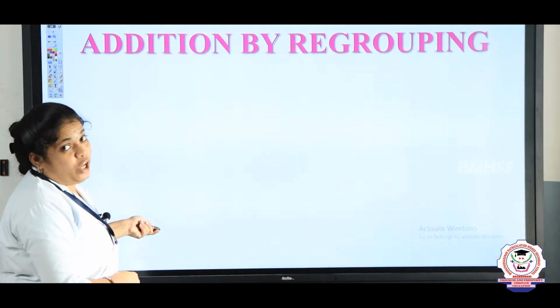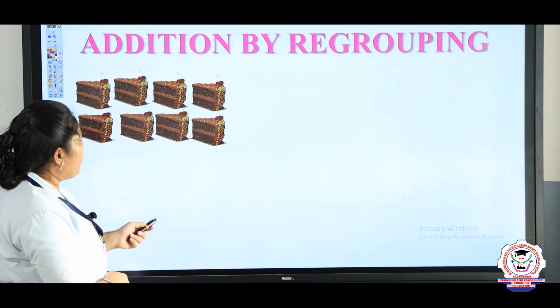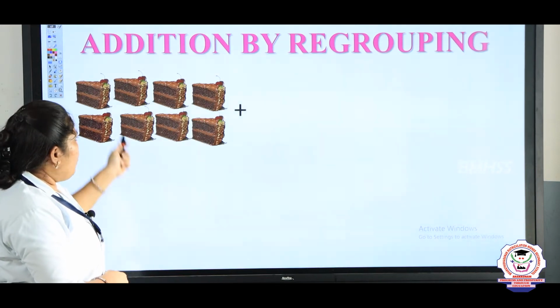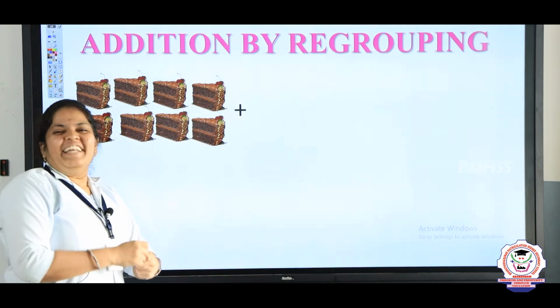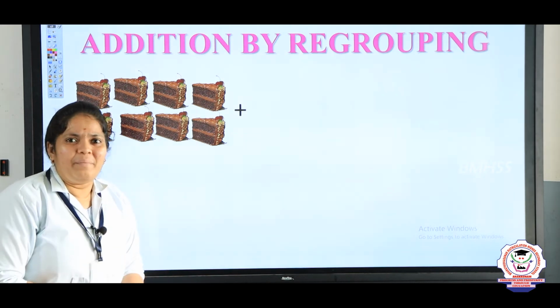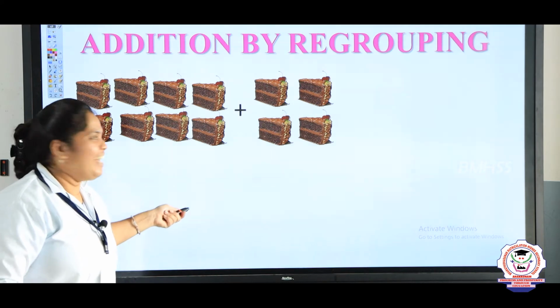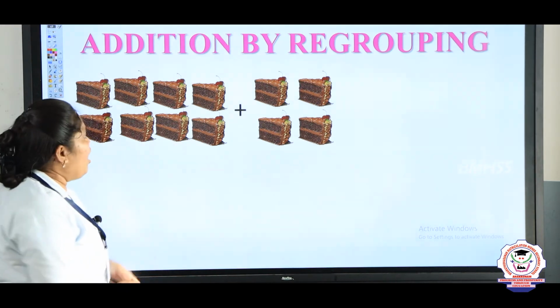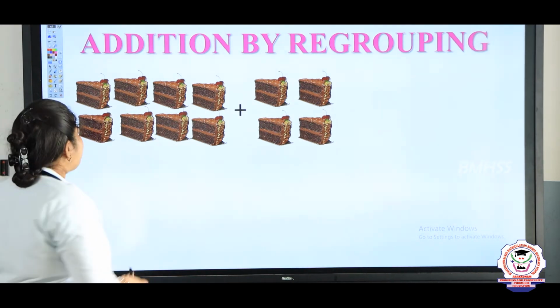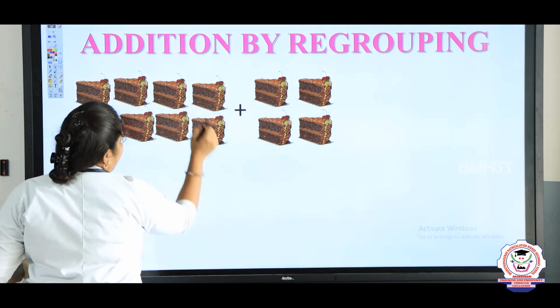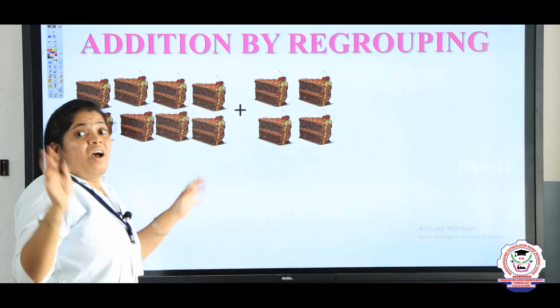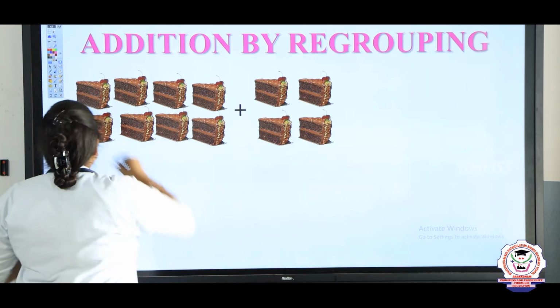Addition with regrouping. Okay. Now listen here. What is this one? Very good, cake. You all like cake very much, is that right? Very good. I too like it. So listen here. How many cakes are present here? Let's start counting now. 1, 2, 3, 4, 5, 6, 7, 8. We have 8.